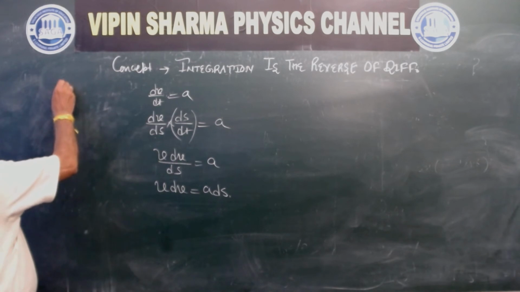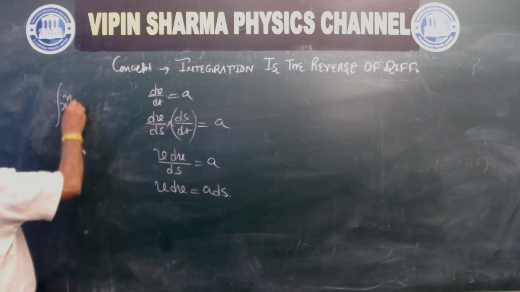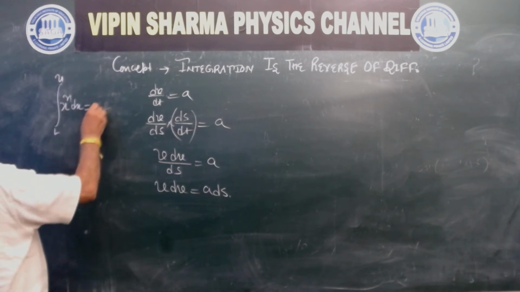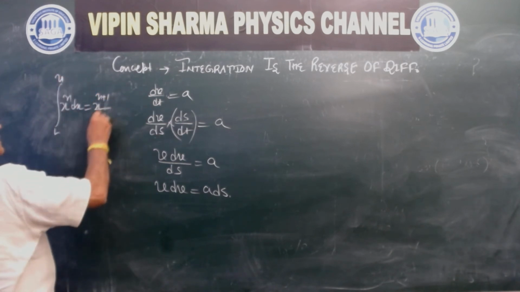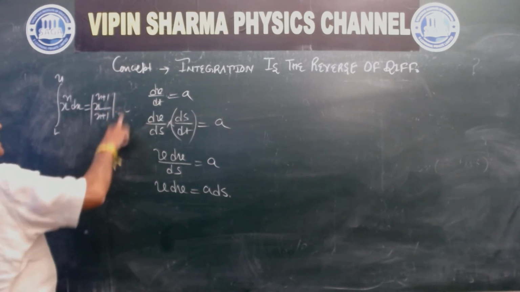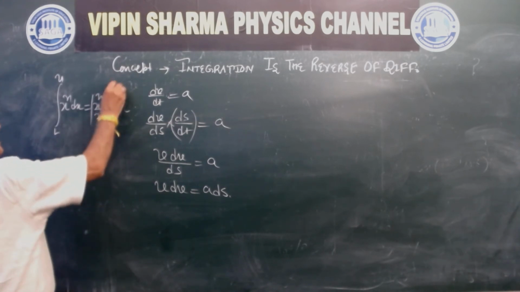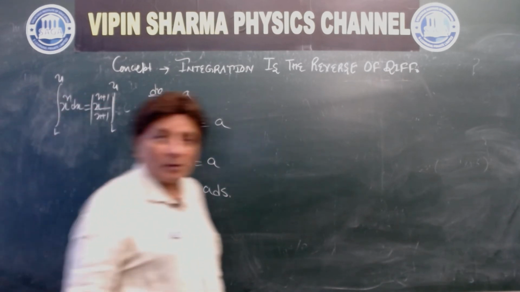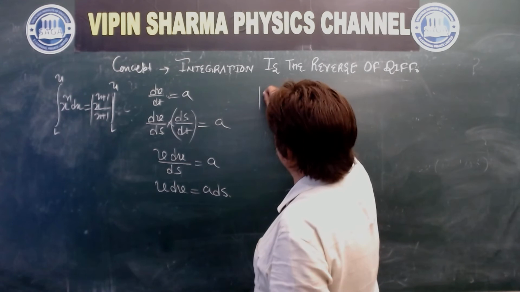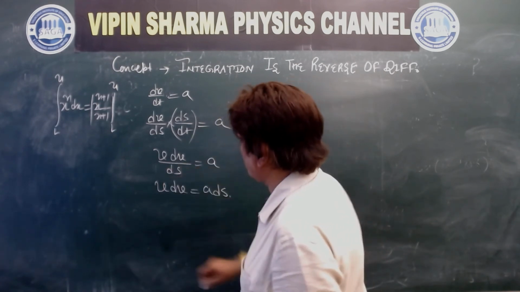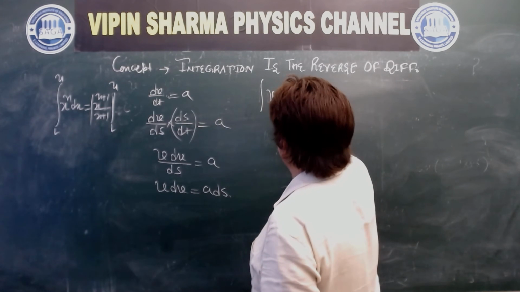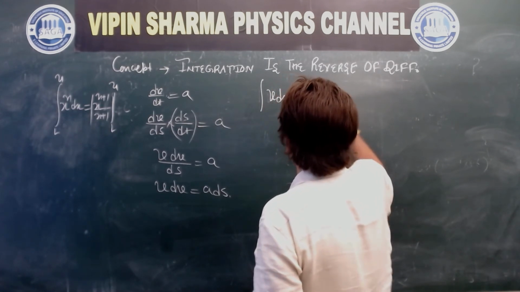Now students, the formula integration of x to the n dx, lower limit, upper limit, this is x to the n plus 1 upon n plus 1 plus c. The c will not come because there is a lower limit and an upper limit, correct? So if we take integration on both sides, v dv equals A ds, it becomes v square.